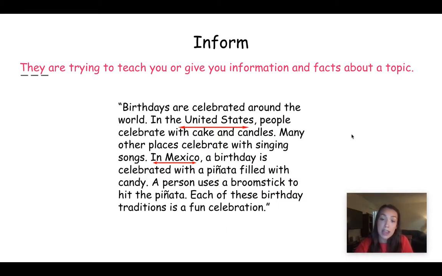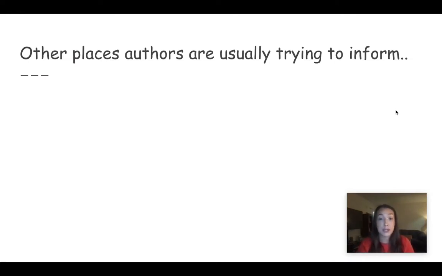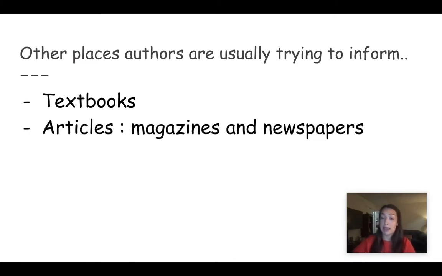Some other places where the author is usually trying to inform are in textbooks, like in school, and in articles like magazines and newspapers. Some magazines are to entertain, but there are some magazines that are strictly just to inform. Also in biographies. Remember back to when we did our influential inventor and scientist project, we used websites that were online biographies to help us inform whoever was looking at our piece, in this case me or Miss Hulk, about who your influential person was.